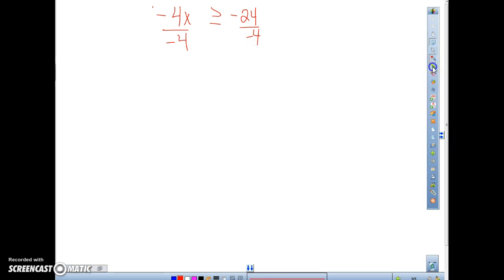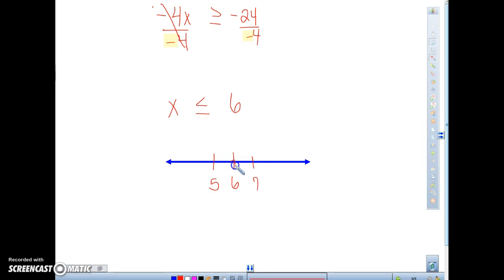And if you notice, I divided both sides by a negative. So on this side it cancels. On this side you have negative 24 divided by negative 4 and you get 6. So since you divided both sides by a negative, you have to flip that sign to become a less than. So we put the 6 in the middle. So we have 5, 6, 7. It's a closed circle because it could equal 6. It doesn't have to equal 6, but it could. Or it could equal anything less than 6.